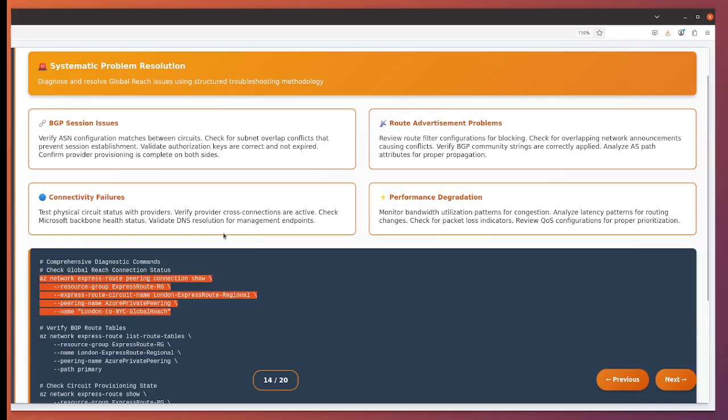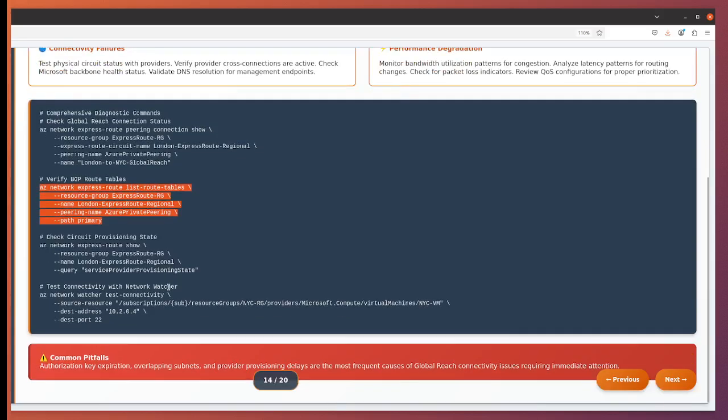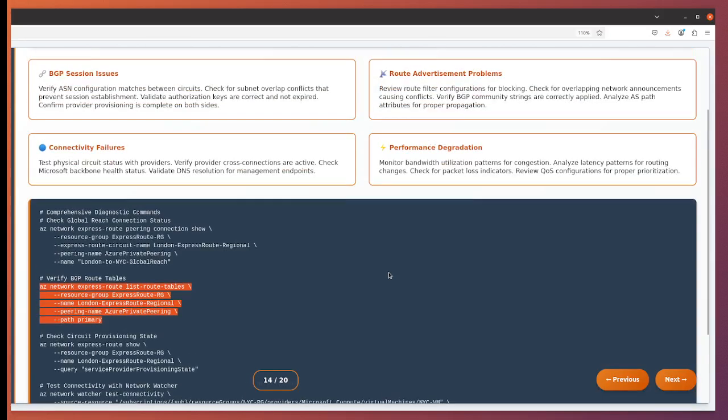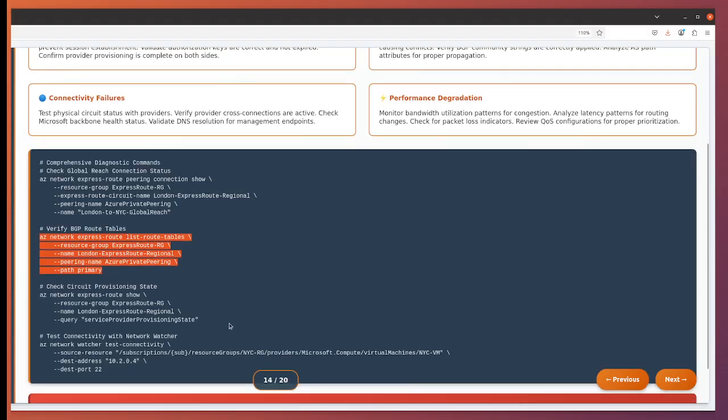Route advertisement problems typically involve filtering misconfigurations or overlapping network announcements that create conflicts in the routing table. Connectivity issues can range from physical layer problems with your ExpressRoute provider to Microsoft backbone issues that require support escalation to resolve. Performance degradation might indicate bandwidth saturation, suboptimal routing paths, or increased latency due to routing changes in the Microsoft backbone. The diagnostic commands shown provide detailed insight into each layer of the connectivity stack, from physical link status through BGP routing table contents.